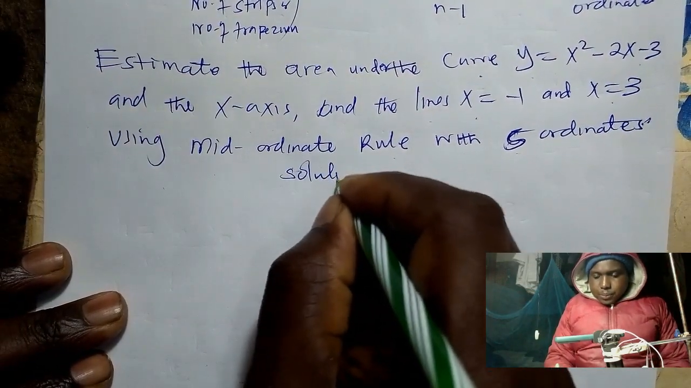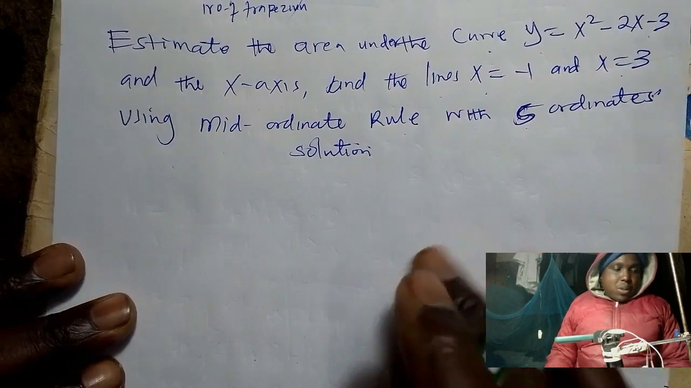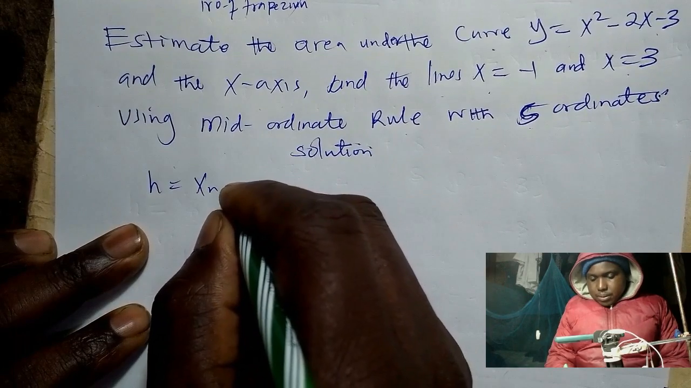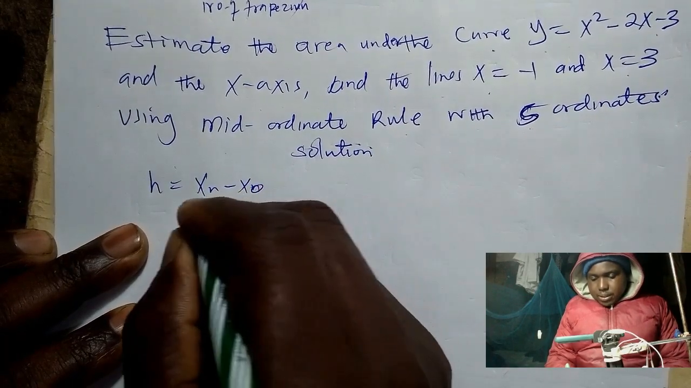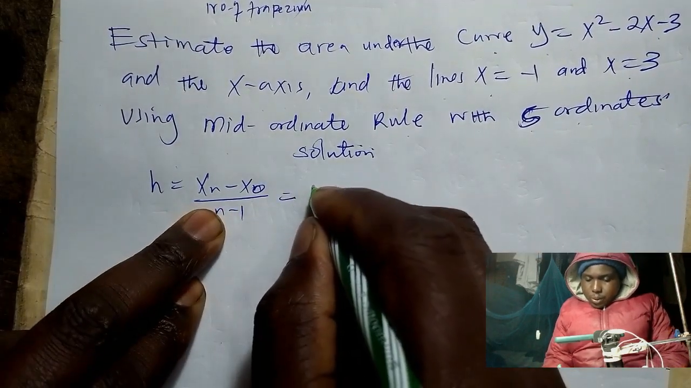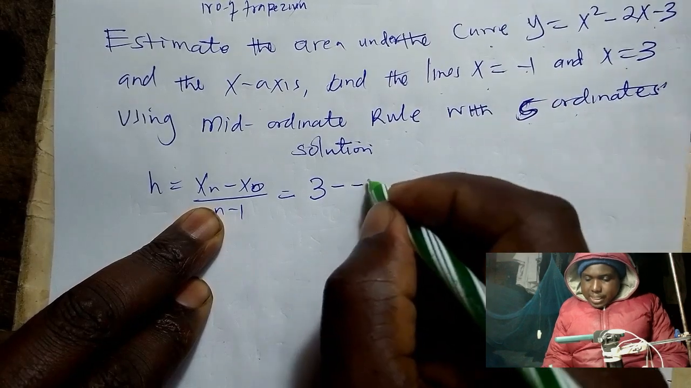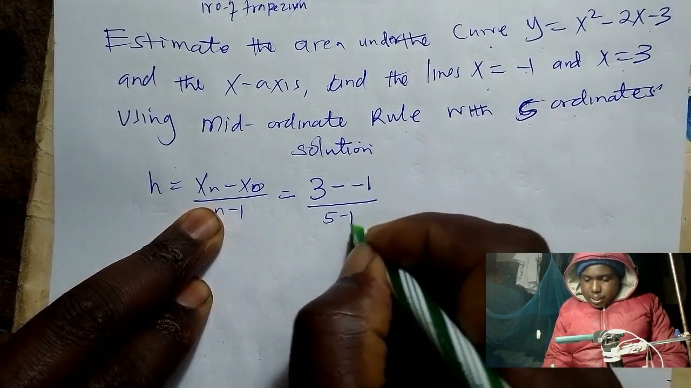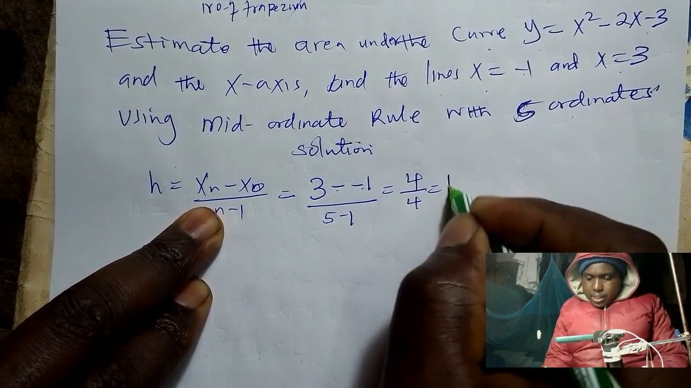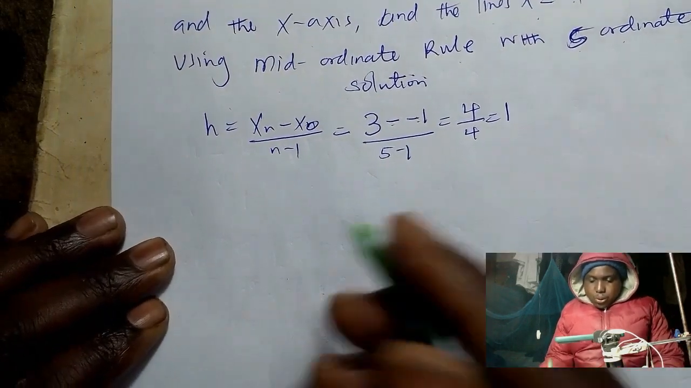Solution. First, get the value of h. So h is equal to xn minus x naught over n minus 1, kwa sababu nimepewa ordinates. So itakuwa 3 minus, but the other value is -1. You divide by 5 minus 1. Negative times negative is 4 over 4, and our h is 1. So that gives us the table that we are going to draw.